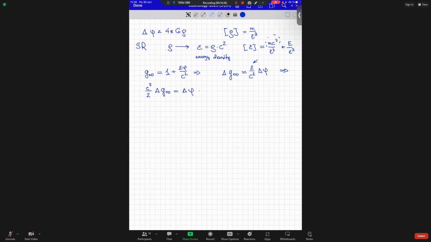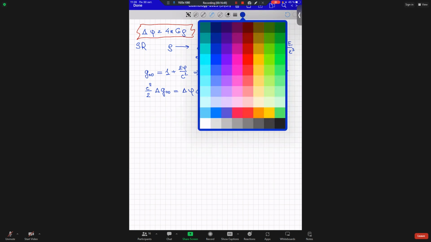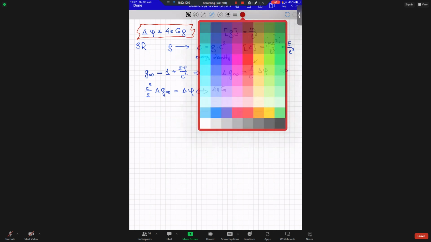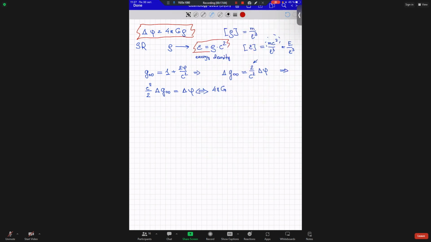But from another side, we know, due to this equation, that Laplacian phi equals 4 pi G rho. So I can write here 4 pi G, and instead of rho, I will put from this notation the energy density. I obtain that rho equals epsilon divided by c squared. So in this case, I will put here divided by c squared, multiplied by epsilon.